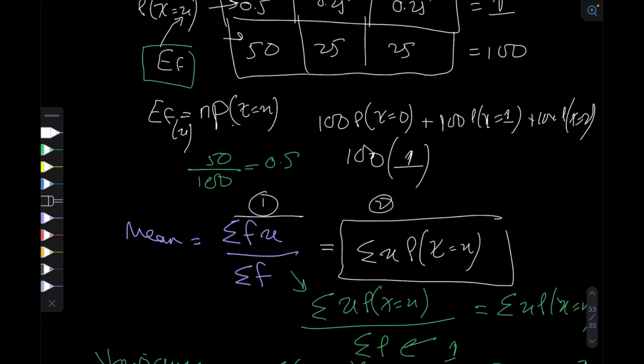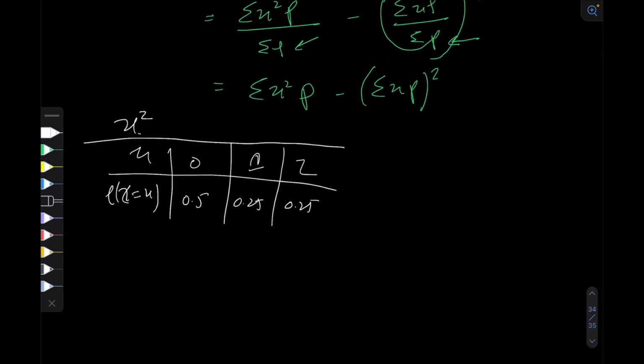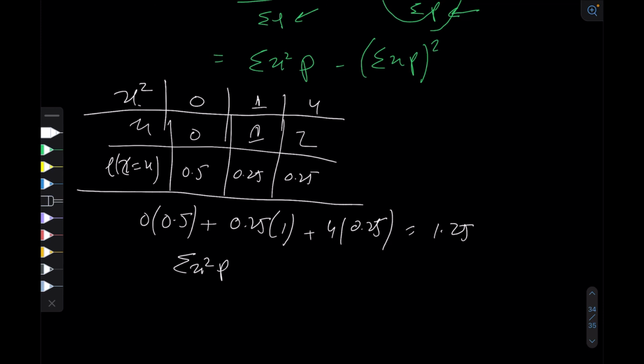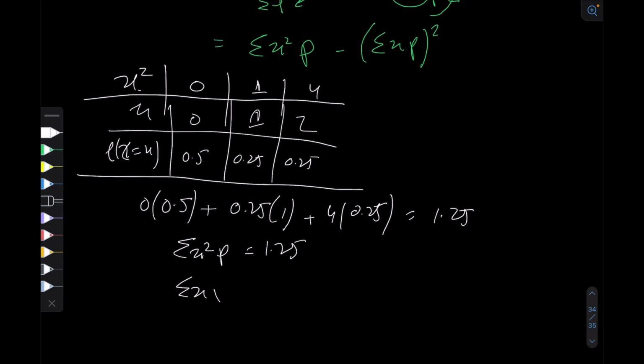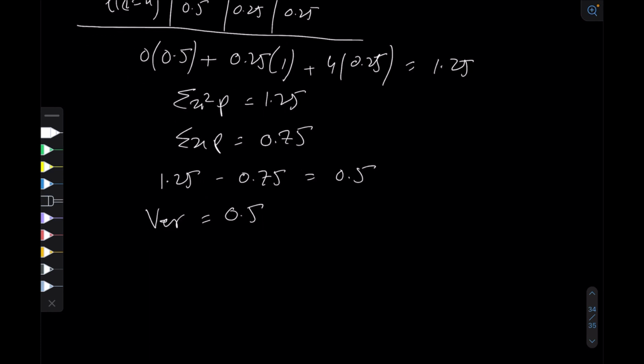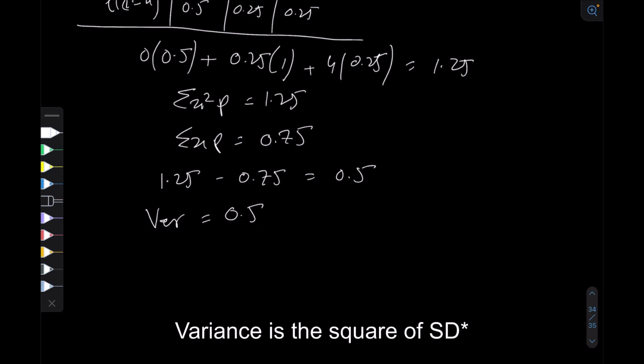So if we take this certain example, I should copy the board over here. We will look at the square of x. So 0 squared is 0, 1 squared is 1, 2 squared is 4, and then we multiply it with its probability. So 0 times 0.5 plus 0.25 times 1 plus 4 times 0.25. This should give me 1.25. So sum of x squared p is 1.25. Sum of xp we found out to be 0.75. So 1.25 minus 0.75 squared will give you 0.5, and so we know that variance is 0.5, and standard deviation is the square root of variance.